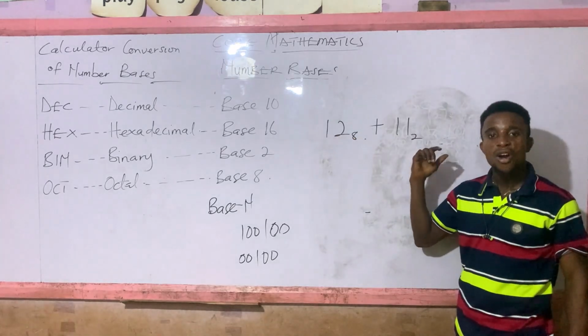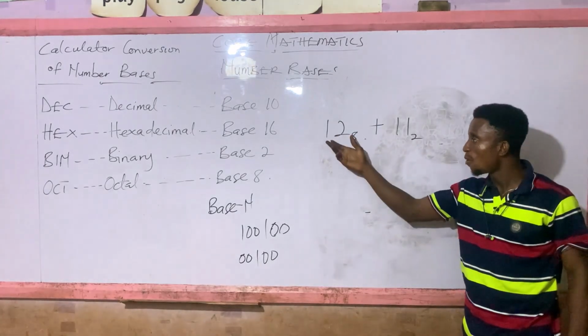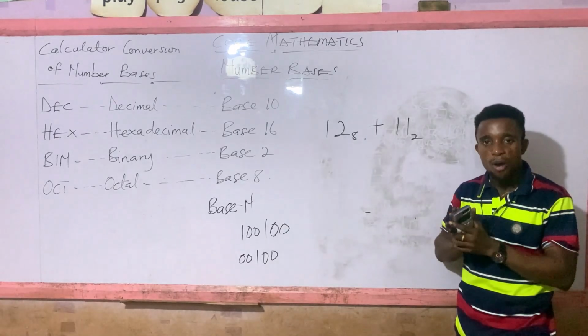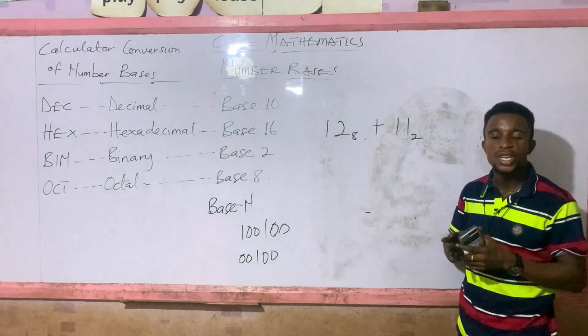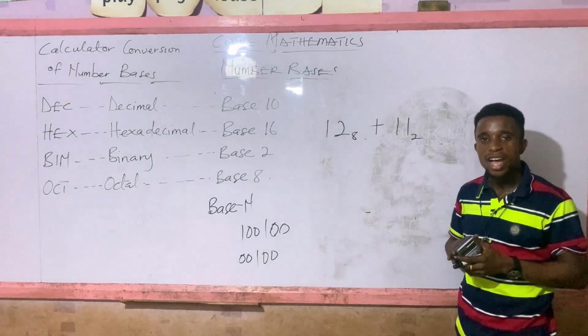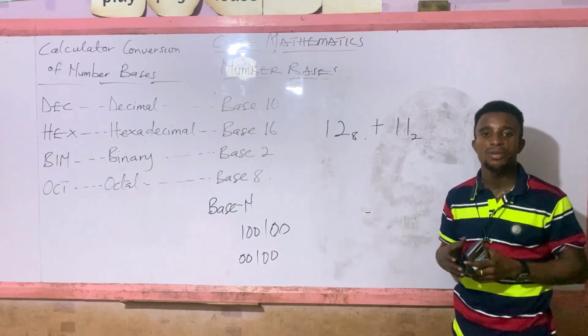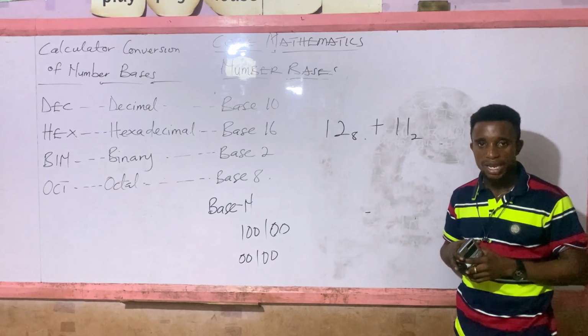Are you getting that? Or you can also choose to convert all to base 10. You solve. So you convert this one to base 10, you convert this one to base 10, then you now add. Then after getting your answer, you convert your answer back to the required base. Please, are we getting that?